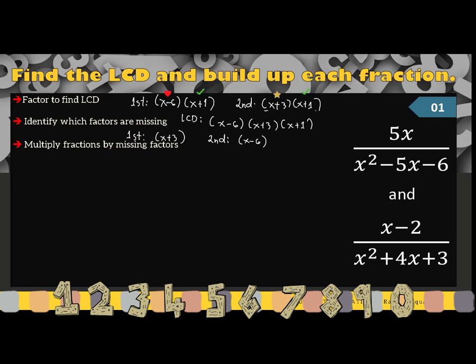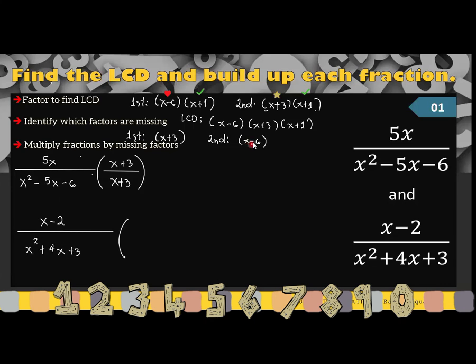What we're going to do is to multiply the fractions by the missing factors. So let me rewrite the first rational expression here, which is 5x over x squared minus 5x minus 6. Then we have to multiply it to the missing factor, which is x plus 3. And do the same with the second rational expression. So the missing factor is x minus 6. Now let us simplify the given expression.